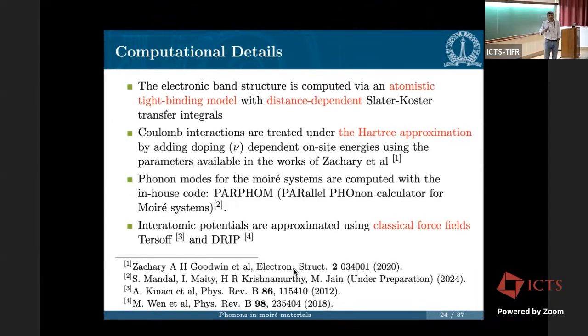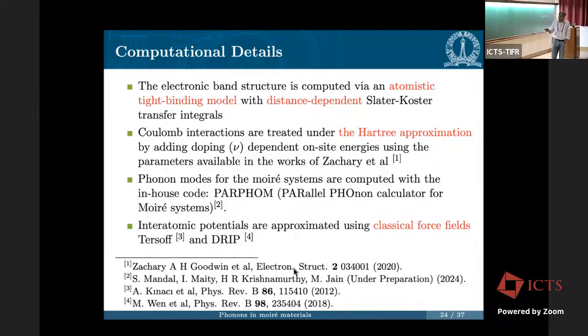So now, unlike the phonon program that we followed, which we still will follow, we have to do something about the electron-phonon coupling. We have to calculate the electron-phonon coupling. To do this, we are going to calculate the electronic band structure using an atomistic tight binding model, right? With distance dependent Slater-Koster parameters. So our Slater-Koster parameters are now going to be distance dependent, and you'll see in a minute why we're going to do that.